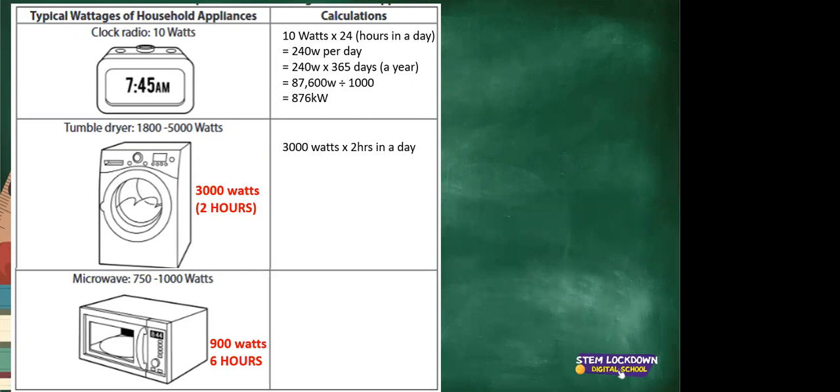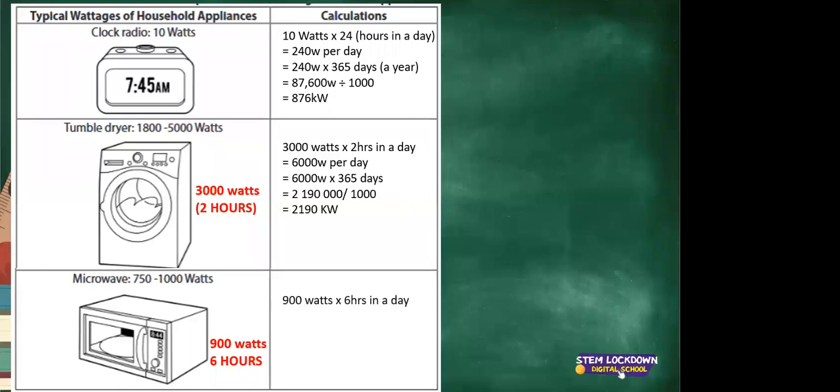All right. Now with the tumble dryer, I said you should utilize the 3,000 watts. So 3,000 watts, and we use it for 2 hours a day. 3,000 times 2 would give you 6,000 watts per day. Now to find out how many times we use it throughout the year, we times it by 365 days, which we get 2,190,000, divided by 1,000 to give us 2,190 kilowatts that we use the entire year.